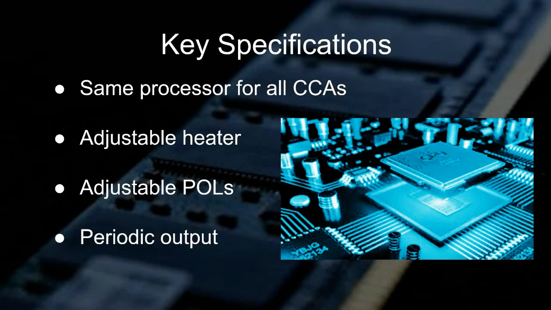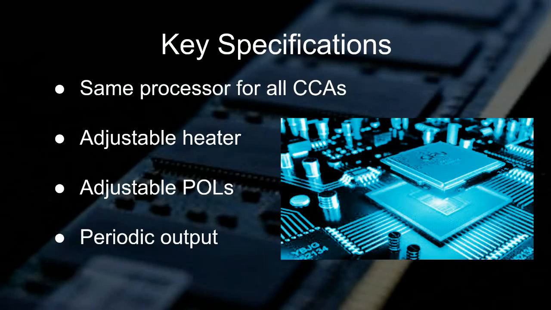Thank you, Abby. So, as she mentioned, we had a few key specifications that we had to meet for this project, and I will discuss how we met each of those. Our 4 key specifications that she outlined were that we would have to have the same processor for all of our CCAs. We would have to have an adjustable heater for our DUTs. We would have to have adjustable point of load converters for our DUTs. And we required a periodic output of the status and temperature, etc., of our entire system.